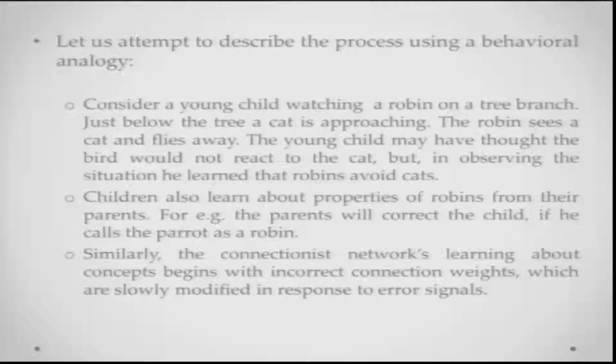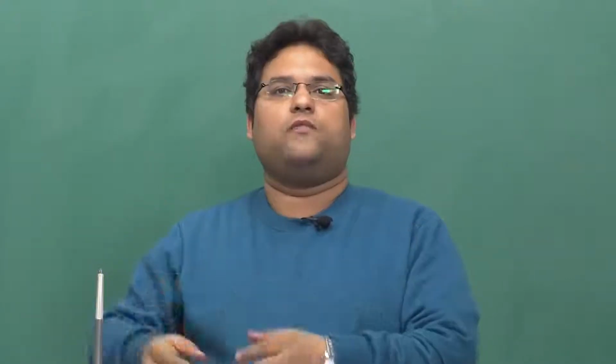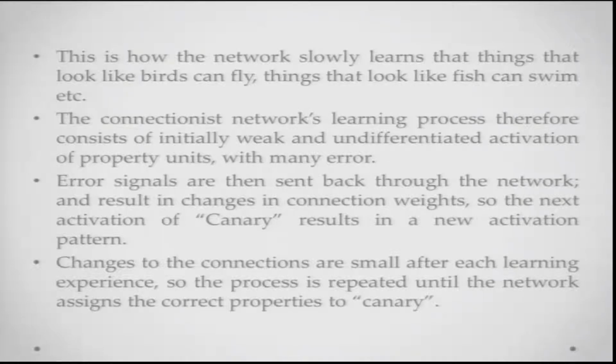Similarly, the connectionist network also begins with certain incorrect connection weights. So there are already some residual connection weights, and some activation is there. These connection weights are slowly and eventually modified in response to whatever error signals are coming up. This is how, trial by trial, the network slowly learns that things that look like birds can fly, and things that look like fish can swim, etc.